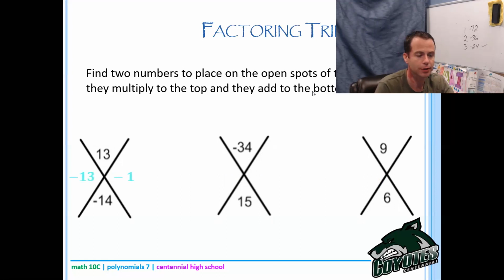Okay, and so you should have gotten -13, -1, 17, -2, and 3 and 3, okay? Those are the pairs that would multiply together to give me the top and then add together to give me the bottom of my X there, okay?